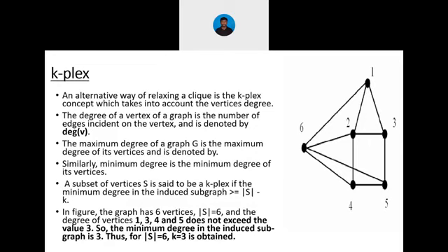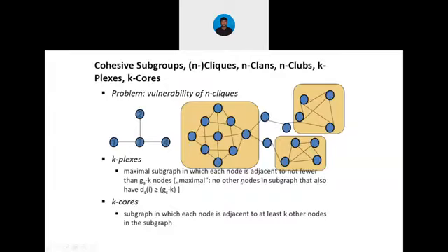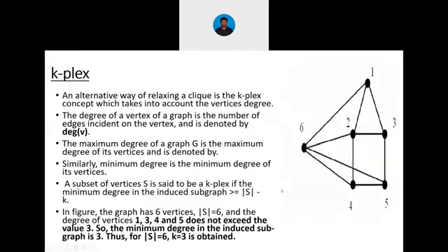And also, how many clans: 1-clan, 2-clan, 3-clan. How many clubs: 1-club, 2-club, 3-club. How many plexes we can form. You practice by yourself with the last graph. Okay, so I'm consolidating here. This is what we have been concluding here.